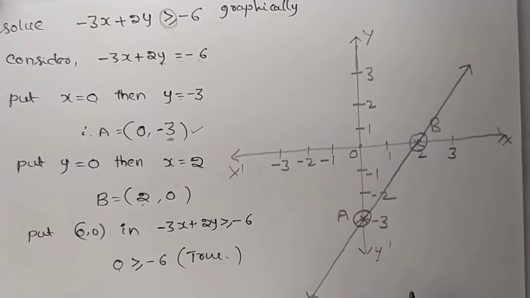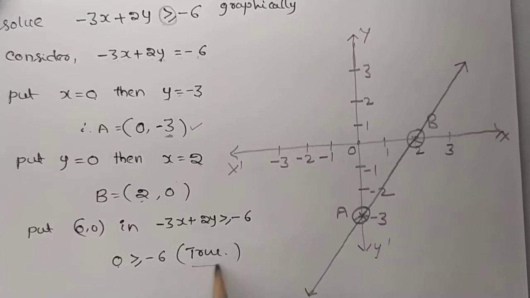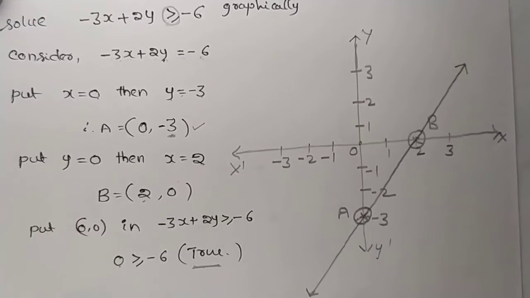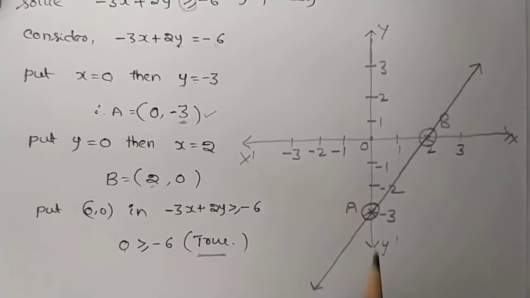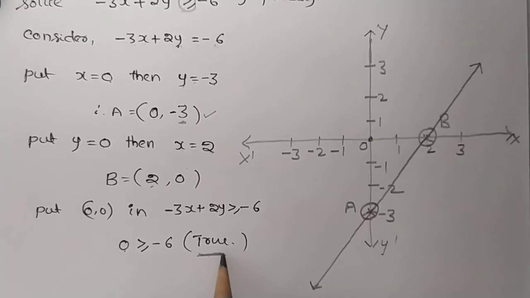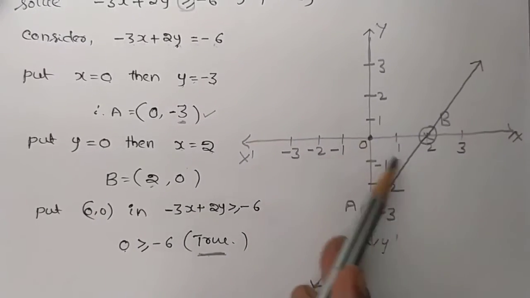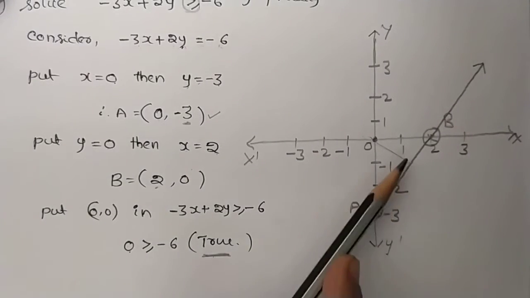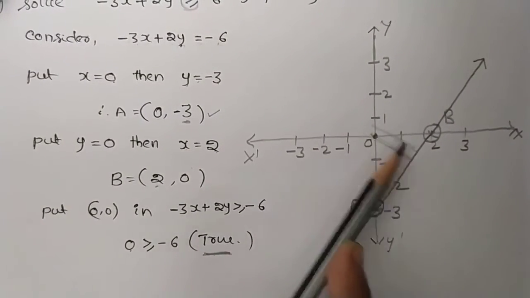It is that line. Next, here it is true. If it is true, we have to shade towards the origin. Here we have the origin. If that value is true, we have to shade towards the origin. Towards, like this. Towards the origin. Shade this towards the origin, like this.